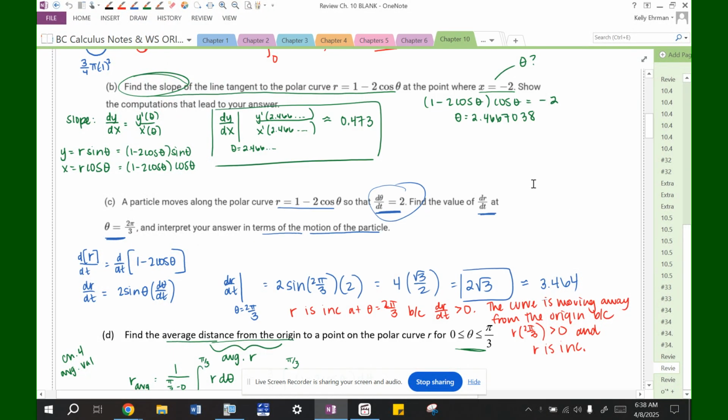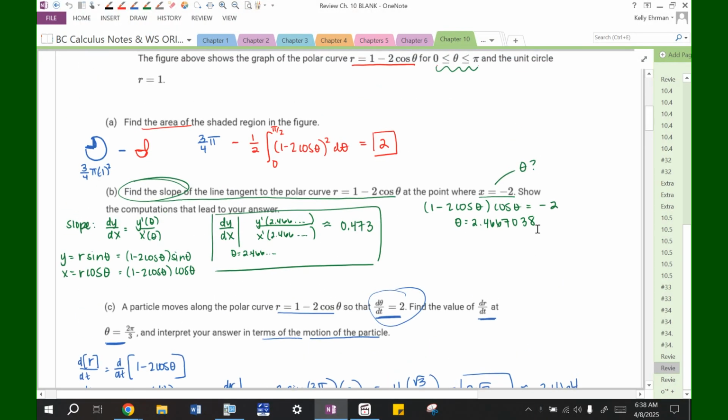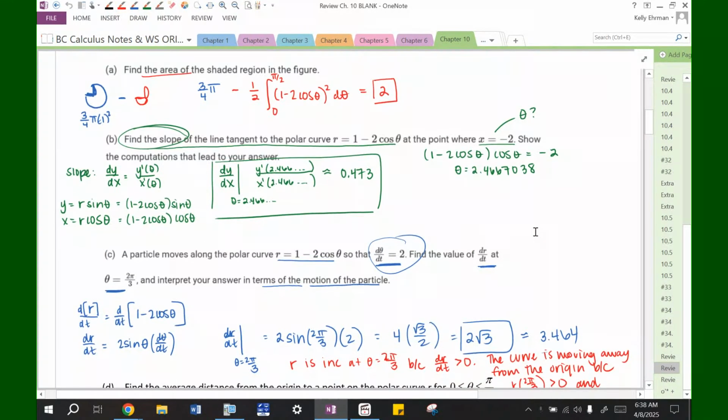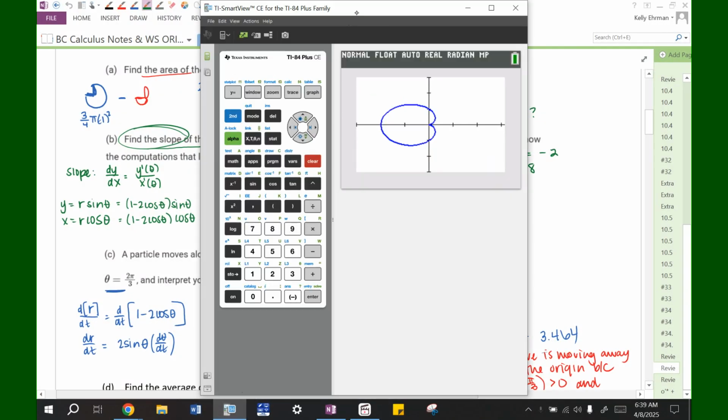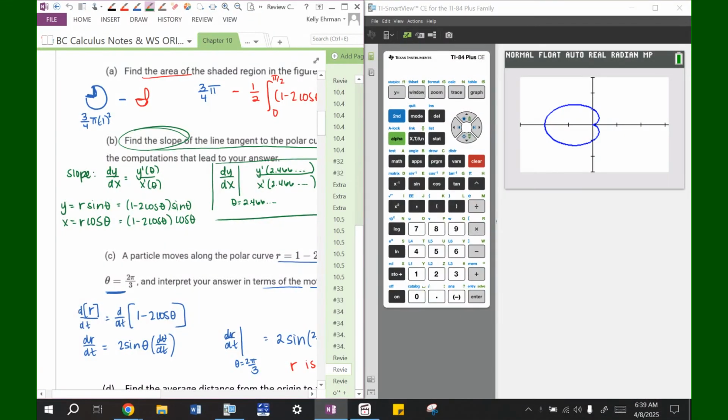All right, one thing before we get to the second FRQ, I realized I did part B the long way. Again, the really long way is to use the formula for dy/dx. The second longest way is to come up with your equations for x and y and do derivatives of those equations at this 2.466 number. I forgot when I recorded the video, but we did this in class.